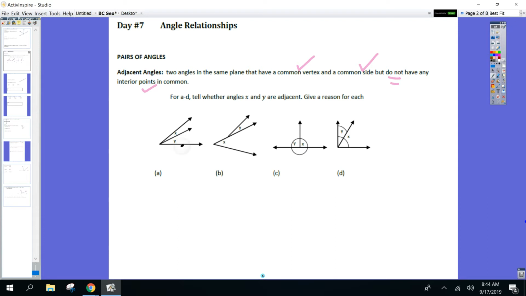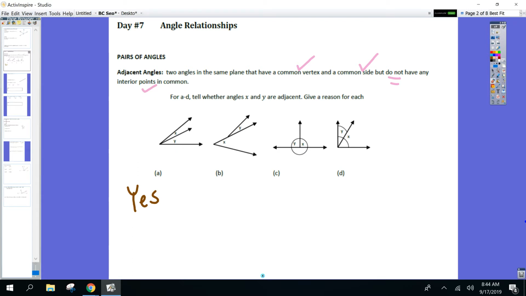Do they have a common vertex? Do they have a common side? Yeah, it's this ray right here. Now, here's what I mean by no points in common. Ready? If I put a point in angle Y, is it also in angle X? No. If I put a point in angle X, is it also in angle Y? No. That's what I mean by no common interior points. So these two are indeed adjacent. They share a vertex, have a common side, and no interior points.